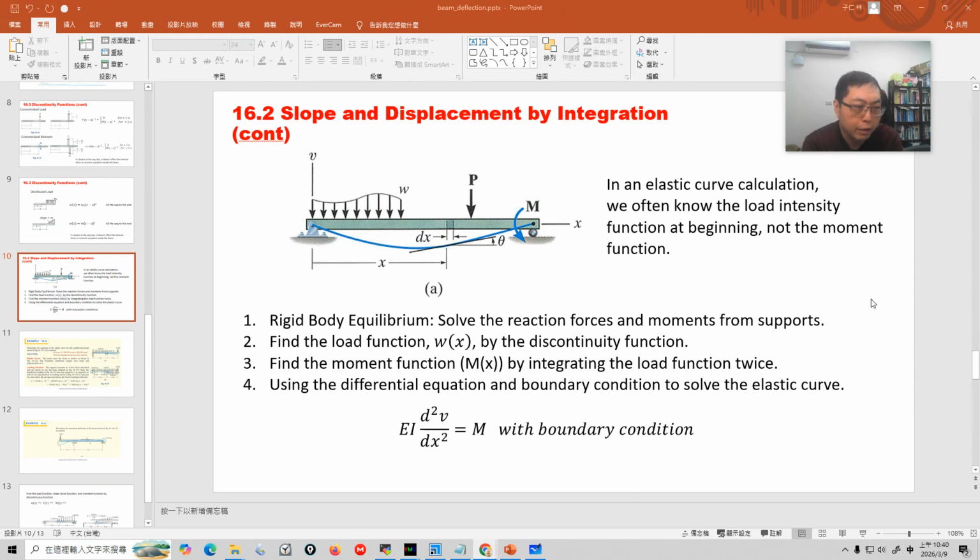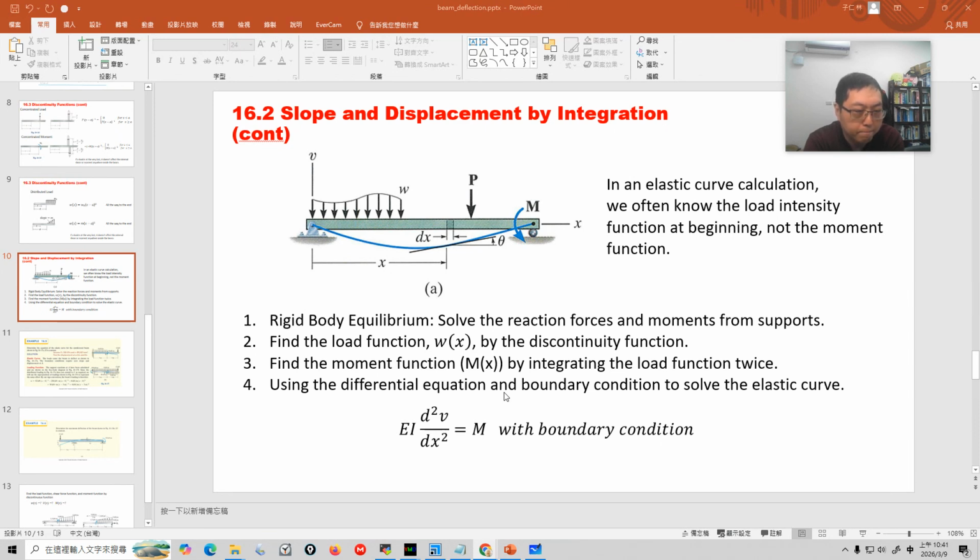After you write down the loading function, integrate the loading function twice and you get the moment function. After you get the moment function, plug it into the final differential equation with the boundary conditions, and you can solve for nu. Nu is the deflection, or elastic curve, of the beam.